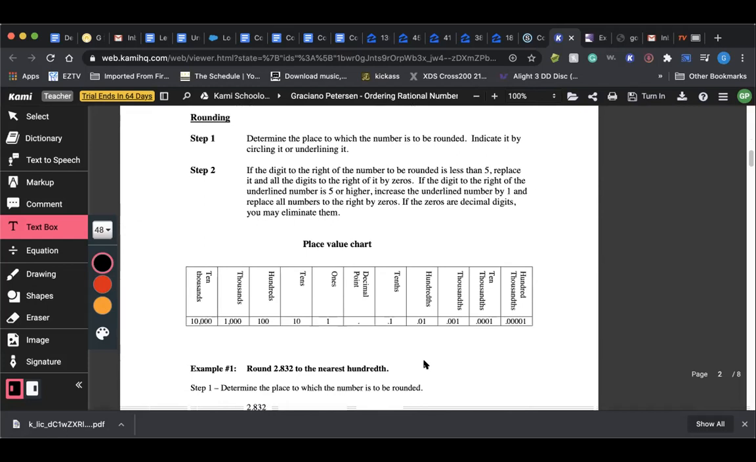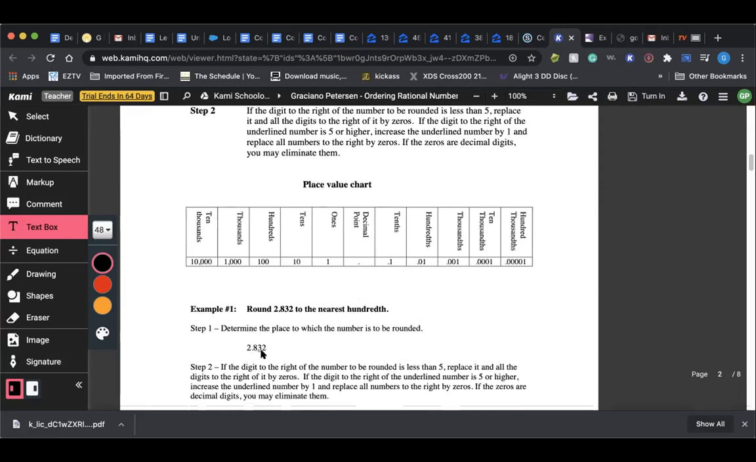Right? So when we're rounding, especially when we're talking about the decimal place, you have to find that decimal place first and look at the number after that decimal place to determine how you round, right? So determine the place to which the number is to be rounded, indicate it by circling or underlining it, and then the number to the right of that is what you're going to use to determine how you move that number, either up or keep it the same, right? If that number is 5 or higher, you go up to the next number. If that number is 4 or lower, you keep that number the same, right? Okay.